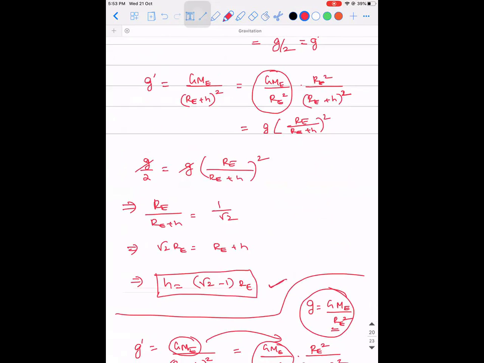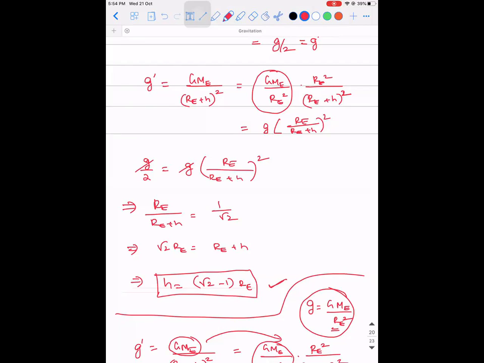Sir, so normal G is the acceleration at the surface of Earth and G dash is at some altitude. Yes. Okay, sir. So in questions, we should find the actual value, no, sir? We can't give it with RE. You can't leave it because RE is given as 6,400. So root 2 minus 1 is how much? Root 2 is 1.414, minus 1 is 0.414. So 0.414 into 6,400 kilometers. That will give you the answer.